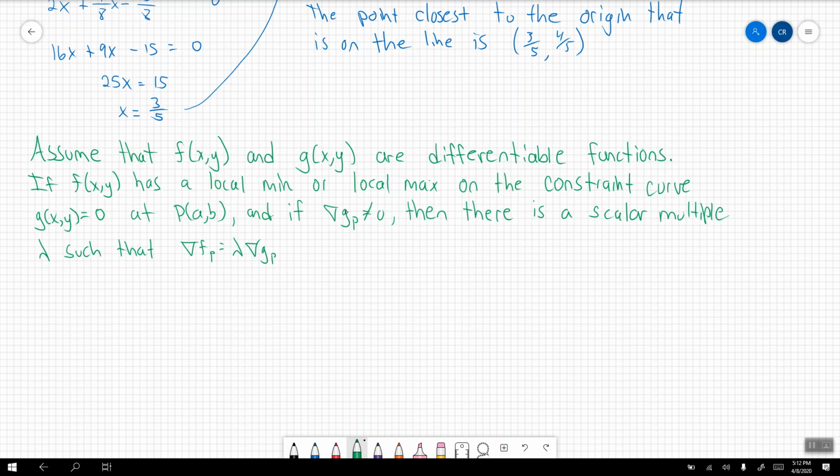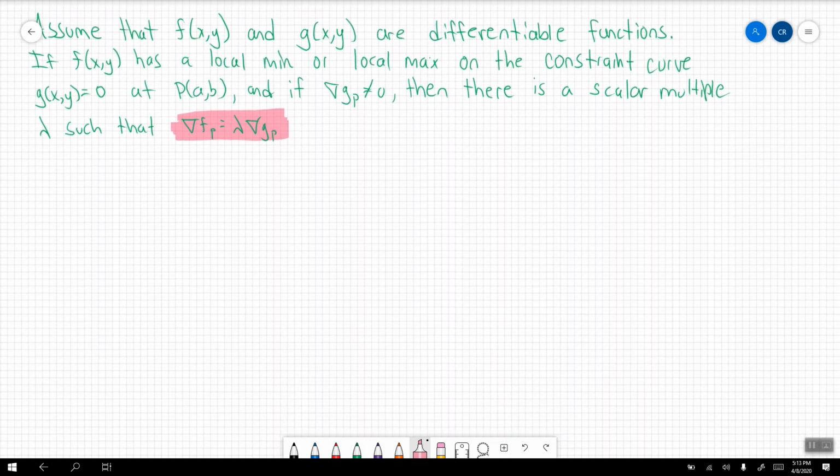If the gradient of g, so the gradient of this constraint function, evaluated at P is not equal to 0, then there is a scalar multiple lambda, that Lagrange multiplier, such that the gradient of our function evaluated at the point P must be equal to lambda times the gradient of g evaluated at P. This is the main aspect that we work with Lagrange multipliers right here. This is what we want at all times. If we can get the two vectors to be parallel, then we would have found where that minimum or maximum is. And we're going to take a look at that with an example.